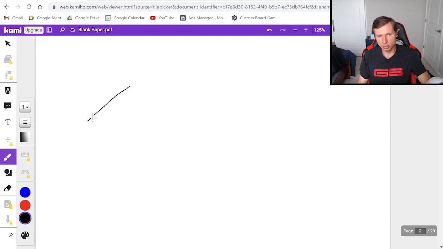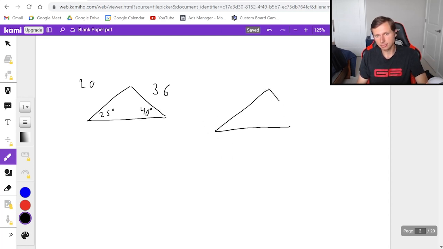So for this next triangle, I'm going to have two triangles. This one has a length of 20 here and 36 here. And I'm going to give you some angles. This angle is 25 degrees. This angle is 40 degrees. Now for this second triangle over here, I want you to tell me, first of all, if they're similar or not. If this side is 5, this side is 16, this angle is 25, and this angle up top is 115 degrees, I would like to know if these two triangles are similar or not.